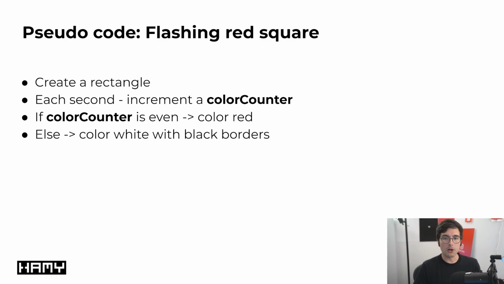All right, so first, solution overview. This is basically the pseudocode. No matter what language we have or what library we're using, we basically have to do these things to make a flashing red square. First thing we have to do is create a rectangle that's symmetrical, so it is actually a square. And then every second, what we're going to be doing is incrementing a color counter. Now there's a lot of ways to hold state, but I think a counter in this case is pretty simple. And basically, if every second it's incrementing, we just check if that color counter is even. If it's even, we're going to color the thing red. If it's odd, then we're going to color it white with black borders. And that's how we're going to get a square that flashes every second. And so this is the basic framework of what we're actually trying to code.